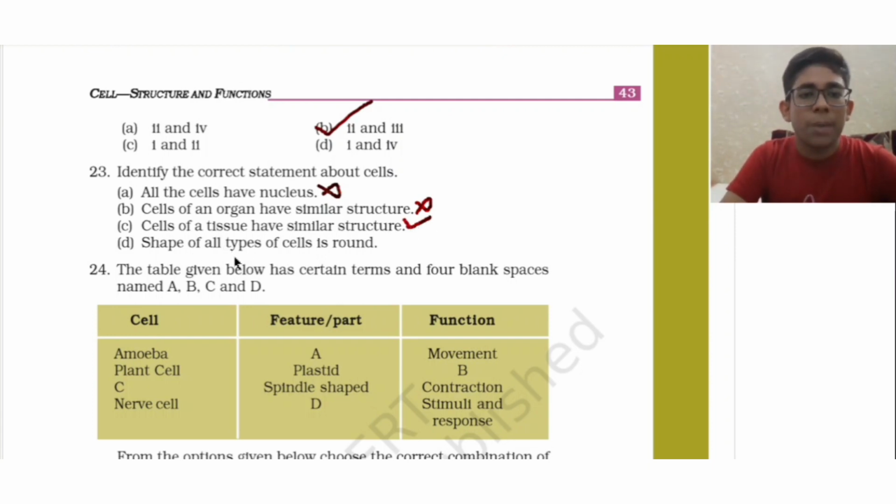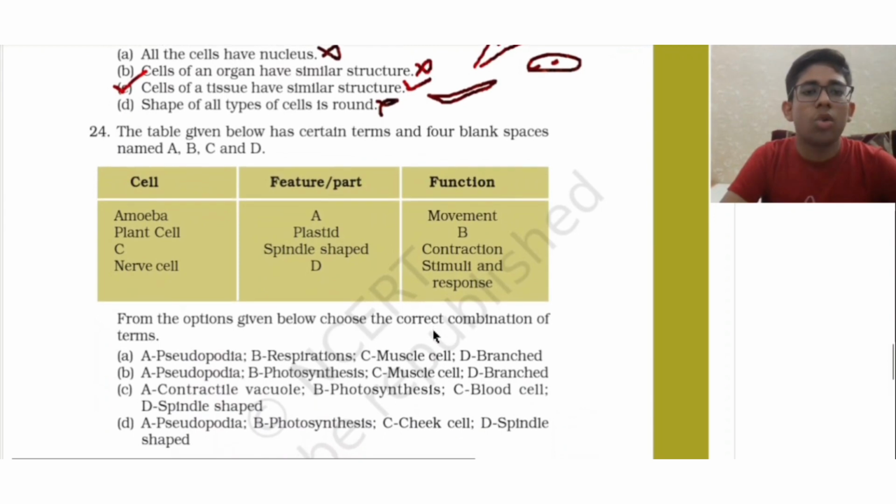Next option, shape of all types of cells is round. This is absolutely absurd because we know a muscle cell is like this, a nerve cell is branched, and we have the skin cells that are like this, the squamous cells. So all the cells may or may not be round, so this is also wrong. So the correct statement for this question is option C, that the cells of a tissue have similar structure and similar functions.